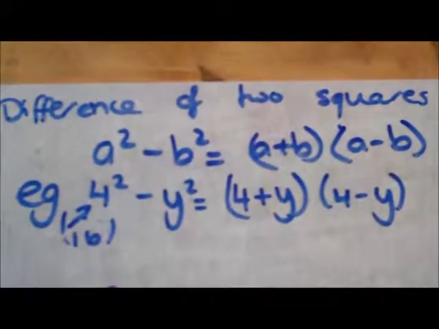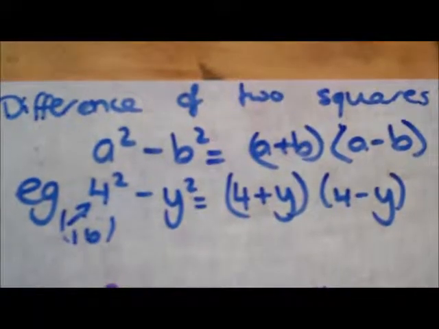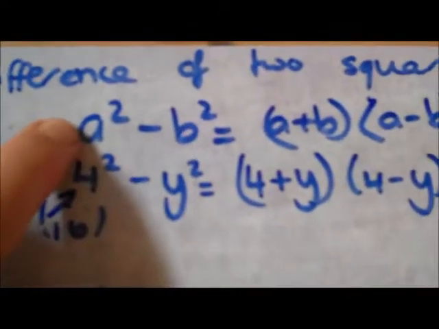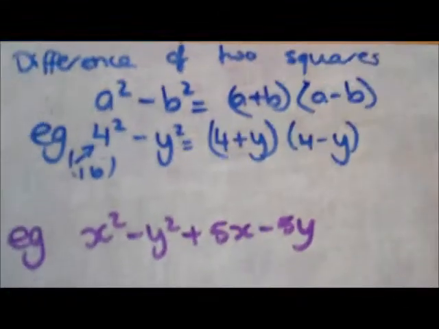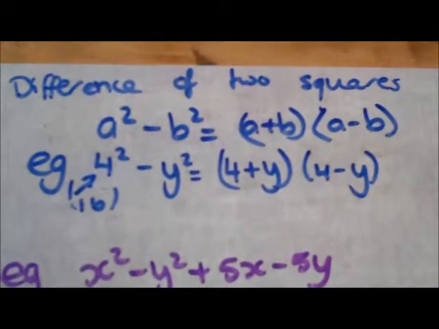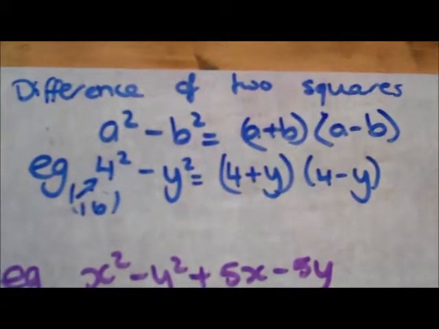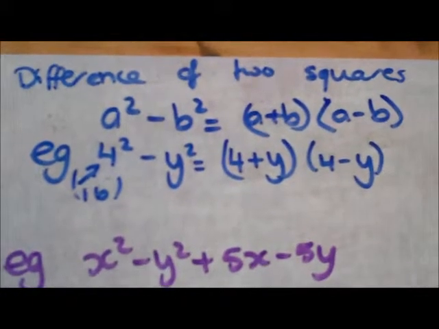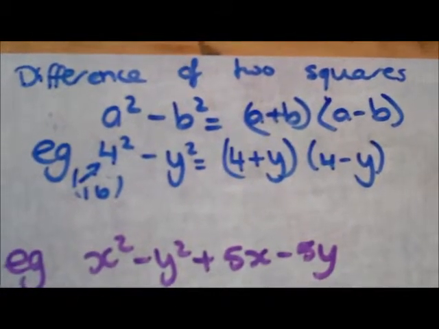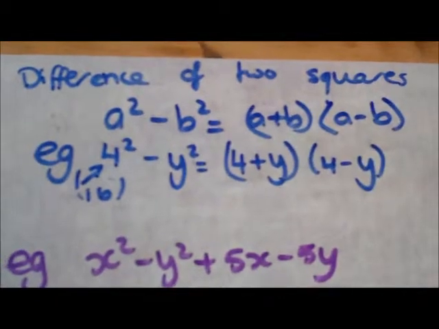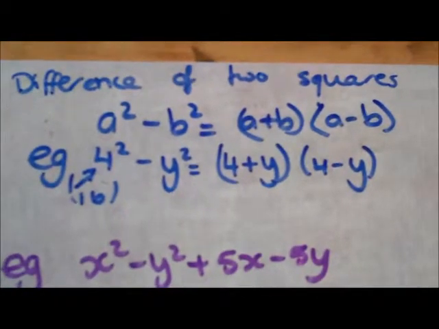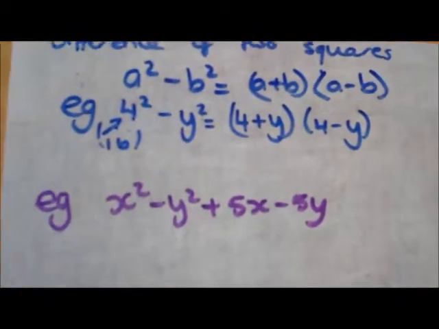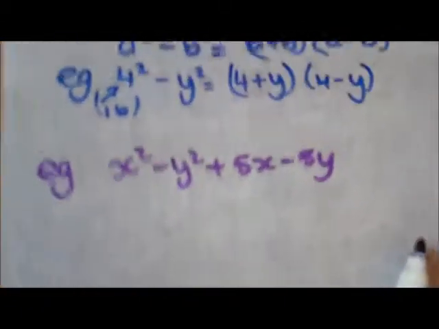So far the rule that we've looked at is the difference of two squares. So here's my difference of two squares: a squared minus b squared equals a plus b, a minus b. And that's always the case. So for example, if you had 4 squared minus y squared, you would just get 4 plus y, 4 minus y.